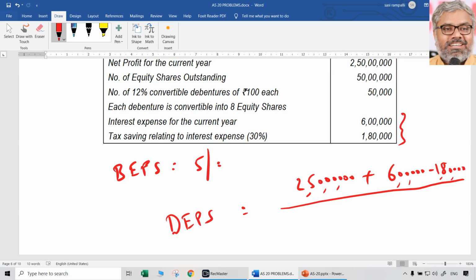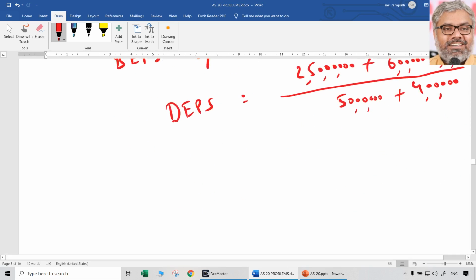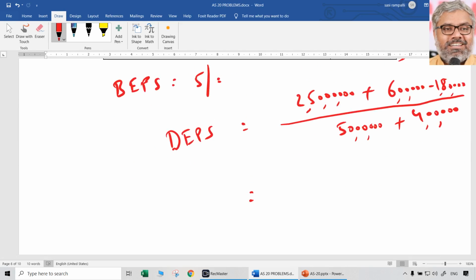What about the denominator? Denominator originally is 50 lakhs shares. Now each debenture is convertible into 8 equity shares. So 50,000 into 8 means 4 lakhs. That means 54 lakhs is the denominator. That's all. Find out the diluted EPS: 2 crores 50 lakhs plus 6 lakhs minus 1,80,000 divided by 54 lakhs. So the diluted EPS is how much now? 4.71 approximately. That is the diluted EPS.